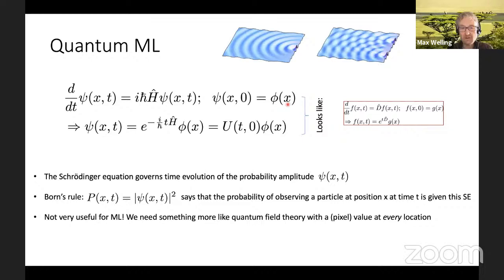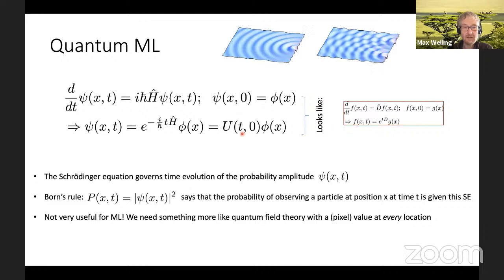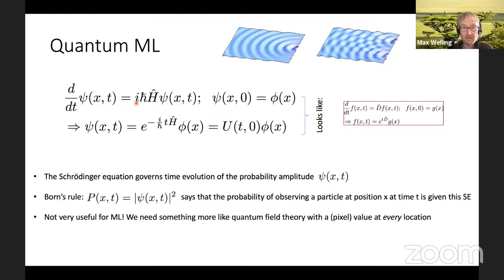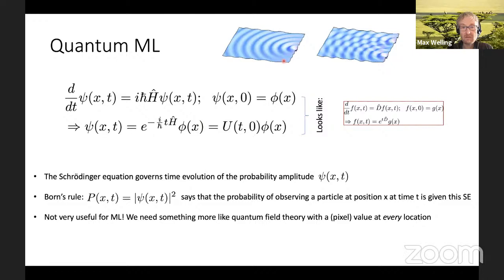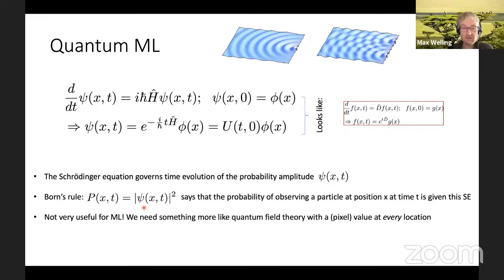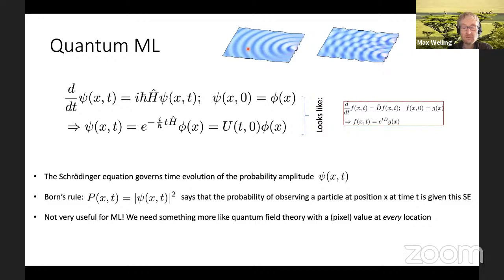We can even write the solution in a very similar way. The problem is this i here, which changes everything completely. So now things become more like waves. And also, I remind you that the way we interpret the solution, this wave function, is by stating that there's a probability of finding the particle at a particular position after a measurement. Now, that's not what we need, because if we want an image, then we want classical values, let's say after measurement, but we want values at every pixel of our image.